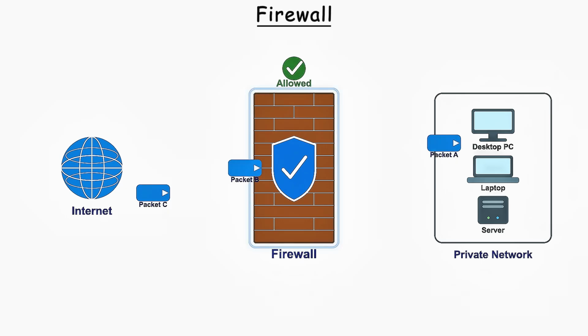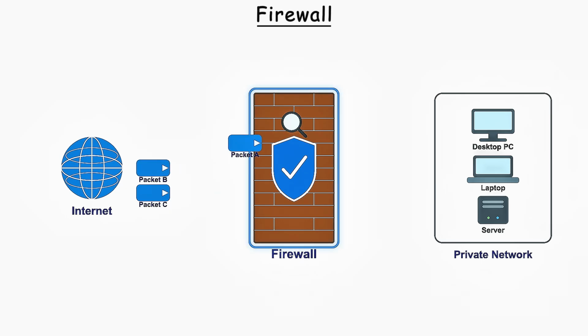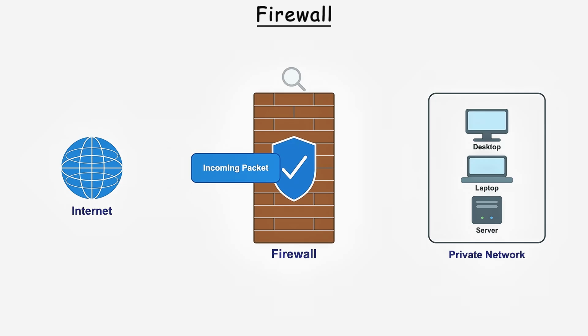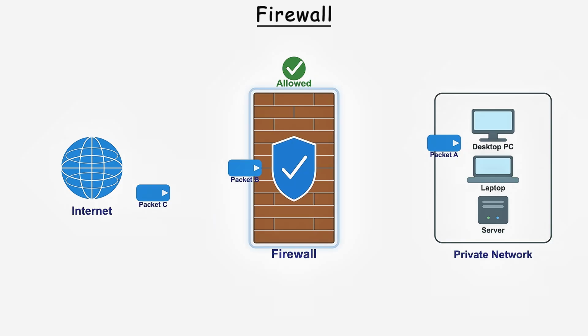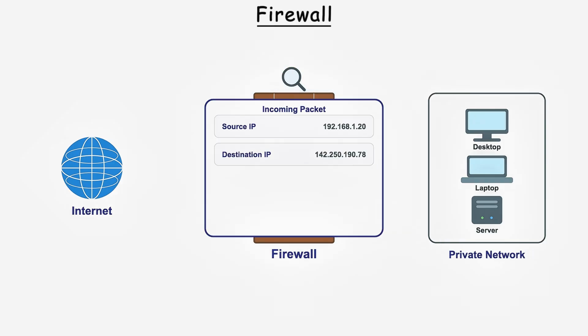It operates mainly by analyzing packet metadata or the packet headers, checking information such as the source IP, the destination IP, the port numbers, and also the protocols being used, and then determining whether to allow or block the traffic based on these IPs, ports, and protocols.